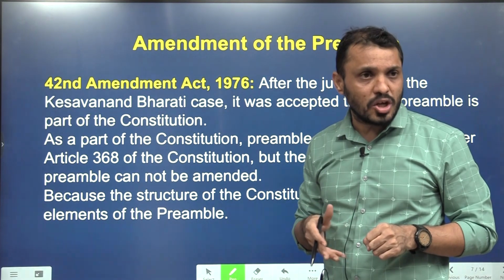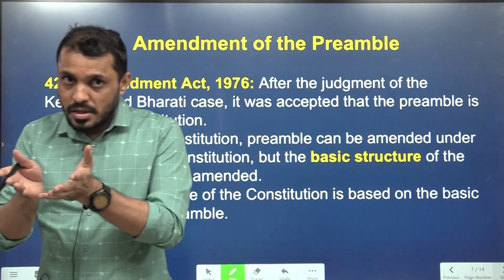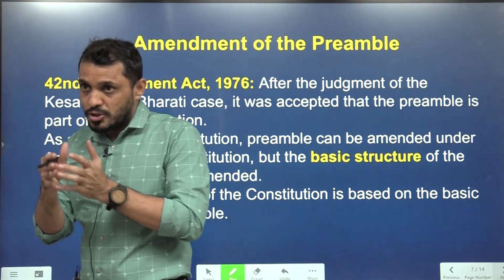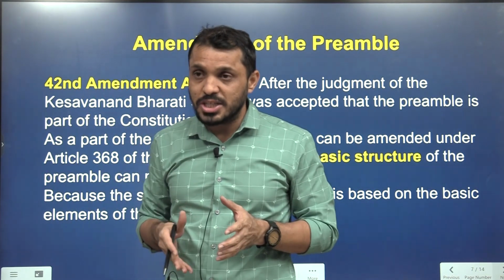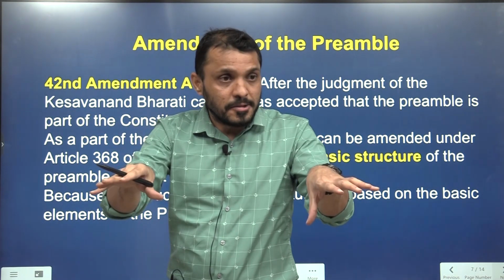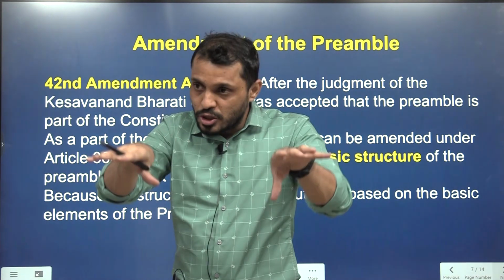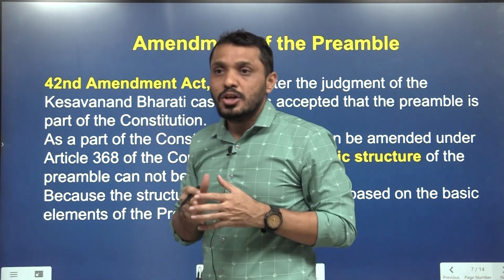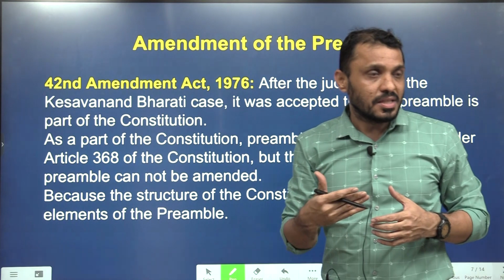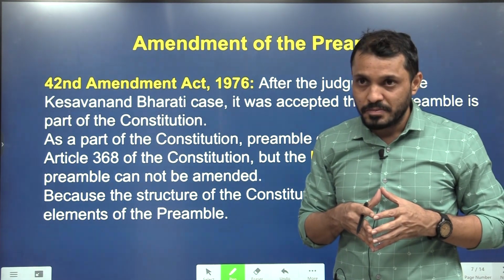What is Article 39B talking about? Article 39B is talking about the community wealth, the society's wealth, which should be distributed to everyone. 39C, prohibition of concentration of wealth. 39D, equal livelihood opportunities to everyone.